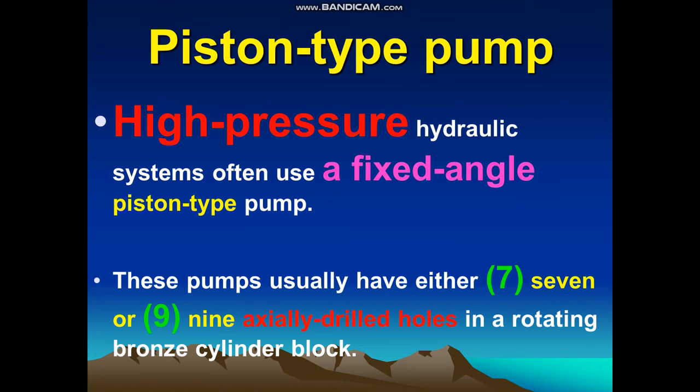Piston type pump. High pressure hydraulic systems often use a fixed angle piston type pump. These pumps usually have either 7 or 9 axial drilled holes and a rotating bronze cylinder block.